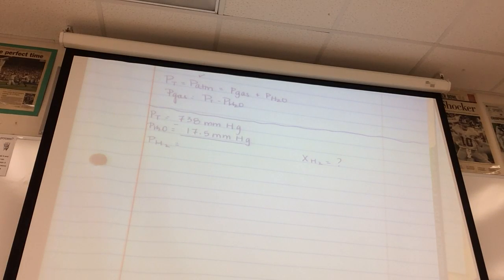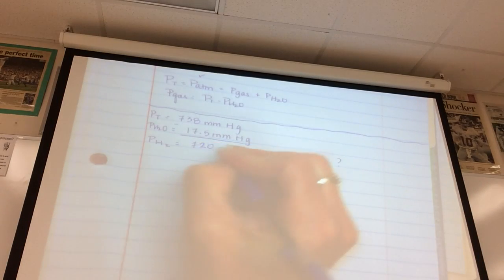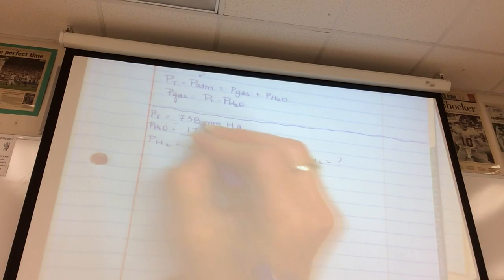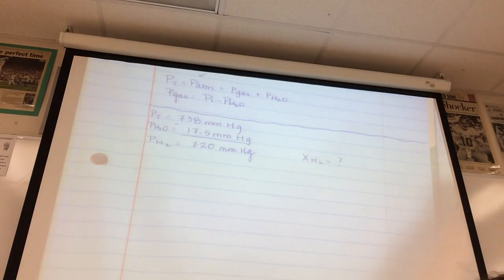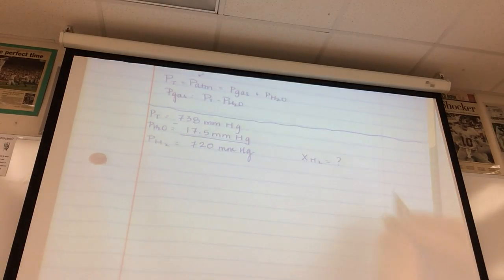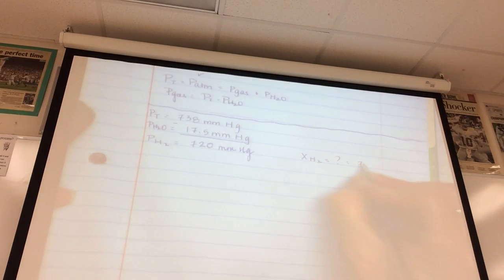So 738 minus 17.5 is 720, no decimal because 738 doesn't have a decimal place. And then to get the mole fraction of the gas, we're going to do 720 millimeters of mercury over 738 millimeters of mercury. Those cancel, and you've got 720 divided by 738, which is going to be very large.